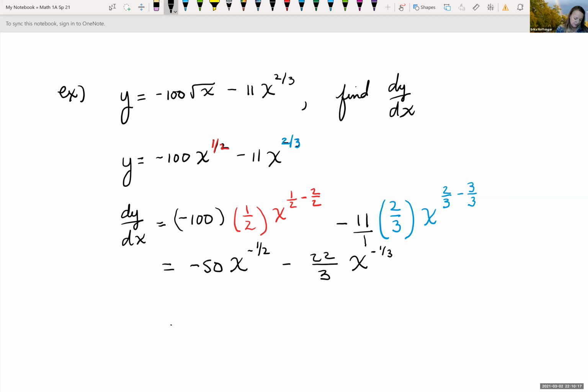A lot of times we don't want negative exponents. And so using the rule that if we have a negative exponent, we can bring it down to the denominator to make it positive. And so let's bring this down to the denominator. We'd have a negative 50 in the numerator because that doesn't have the negative exponent piece to it. x raised to the 1/2 minus 22 over 3, and then let's bring x to the negative 1/3 down to the denominator to make that exponent positive.